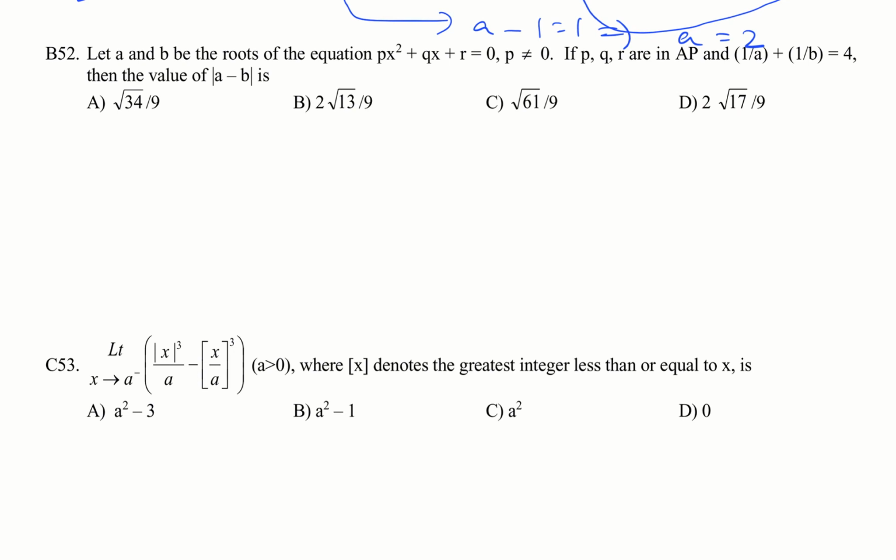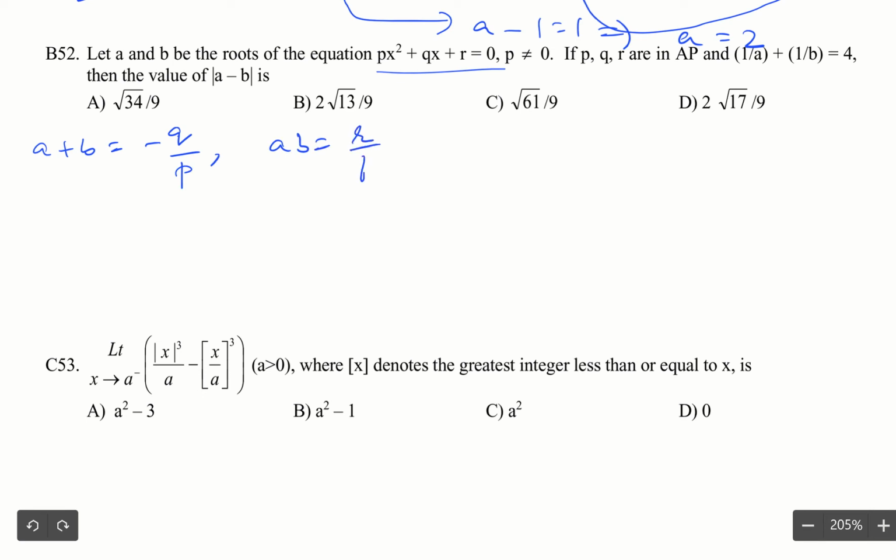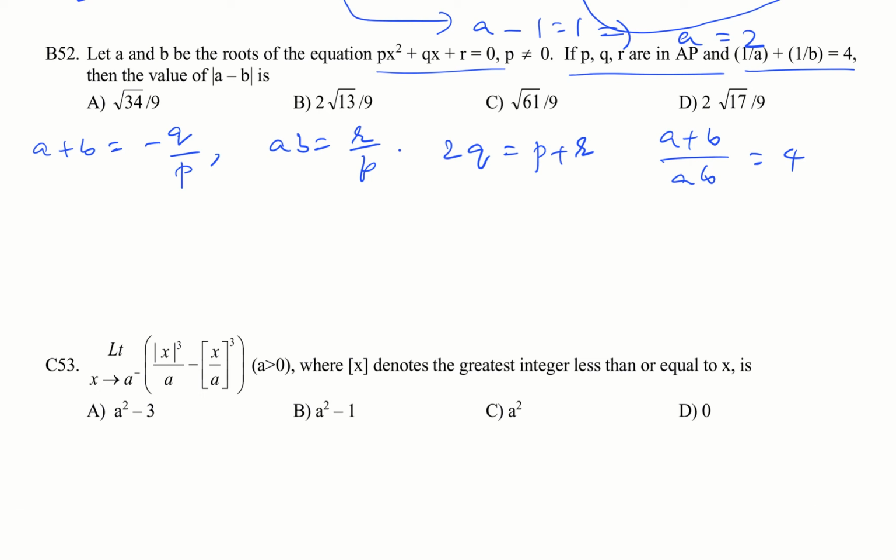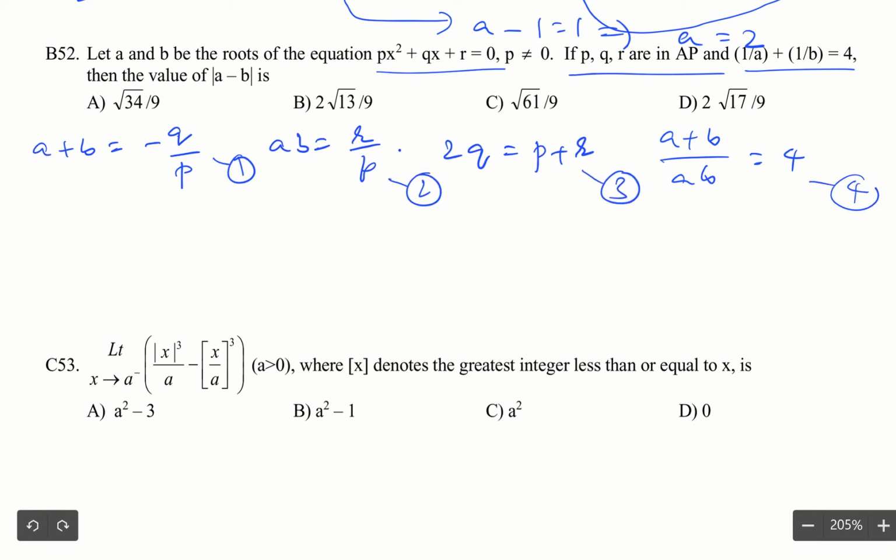Now coming to the next problem, he gave that a and b are roots of this equation, and so writing the sum of the roots and product of the roots, that's what I get. And he said that p, q, r are in AP, so I have 2q = p + r, and then we take LCM here, we'll get (a + b)/ab = 4. Okay, now let me number these equations. Let me call this 1, this 2, this 3, and this 4.